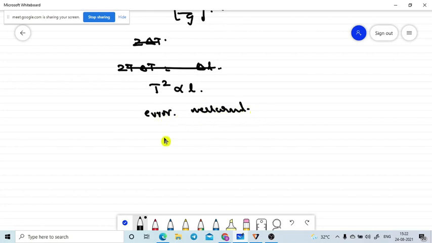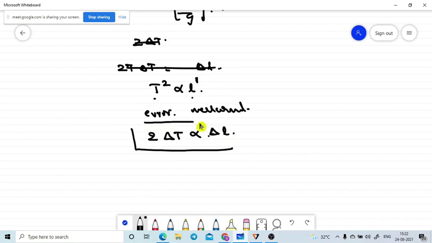So if some error occurs in this parameter, the error will come as many times as the power. The error in T, with power 2, gives 2 delta T, which is directly proportional to the error in L, where the power is 1, delta L. This is the one equation.